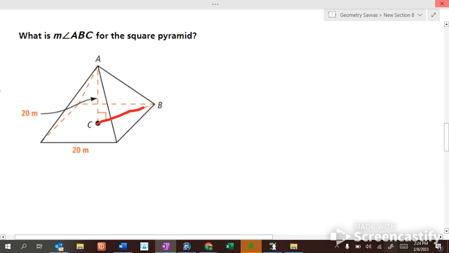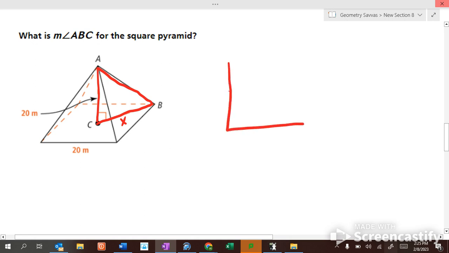So, if we knew this side, it'd be really simple, because then it would just be a tangent problem. But we don't know that side. We don't know the hypotenuse. We know the height is 20. We know the length of this side is 20, but that really doesn't help us that much. So what I need to do is find x here.